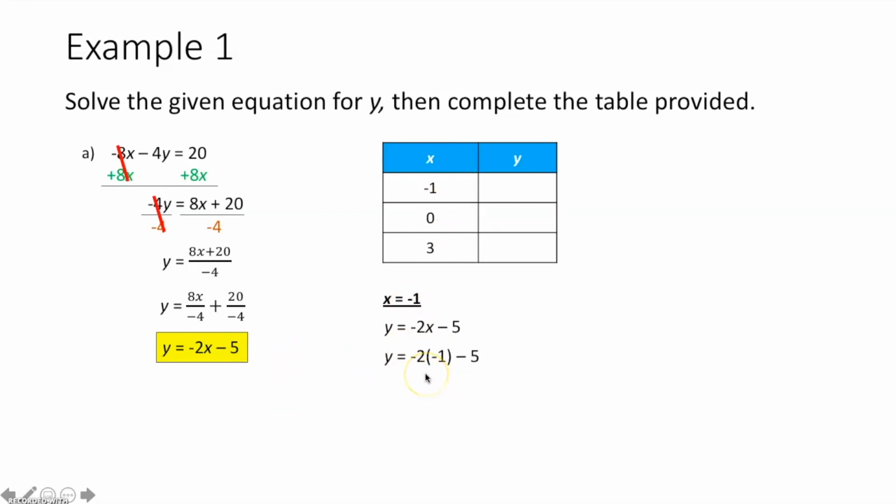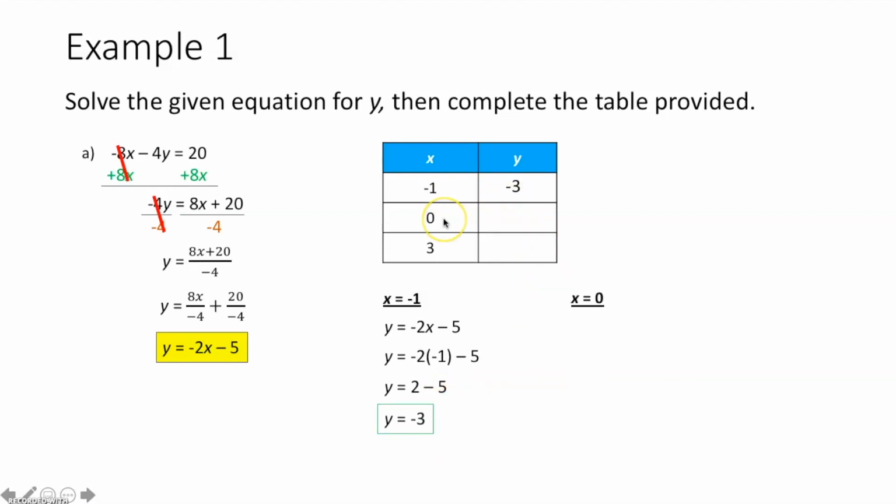And when I do that, now I use PEMDAS, order of operations. There's nothing I can do inside parentheses. There's no exponents. Multiply and divide from left to right. Yes, I can multiply the negative 2 and the negative 1 and get positive 2. And then adding or subtracting, I can subtract 2 and 5 and I get negative 3. That goes in the table next to negative 1.